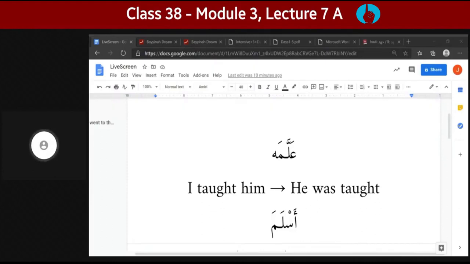Anhu, like when nahyu anhu means from it. An is a harf jar. You guys should know that. An is a harf jar. Hu is a pronoun.